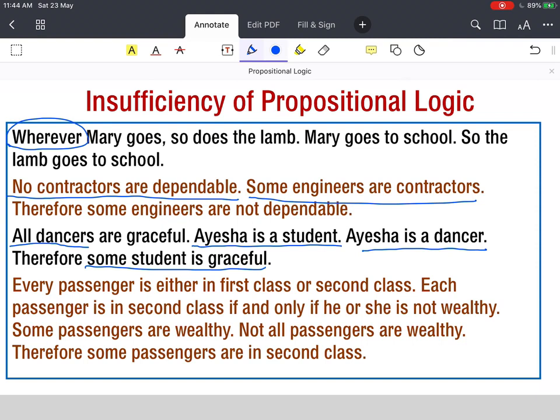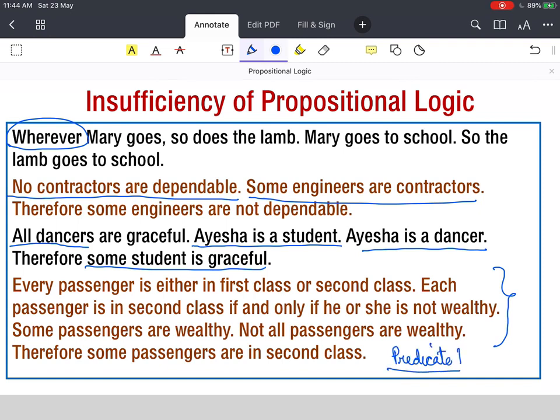Last example: every passenger is either in first class or second class. Each passenger is in second class if and only if he or she is not wealthy. Some passengers are wealthy. Not all passengers are wealthy. Therefore, some passengers are in the second class. As we see, while we can do a large set of problems and encode them in propositional logic, it is not sufficient for our deeper reasoning.